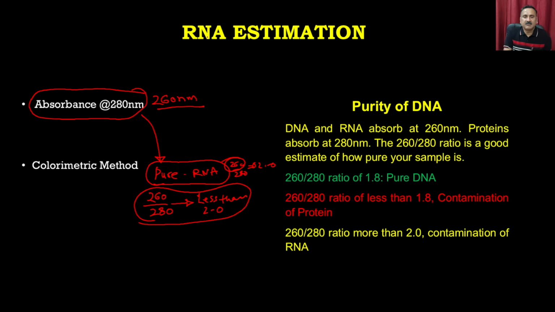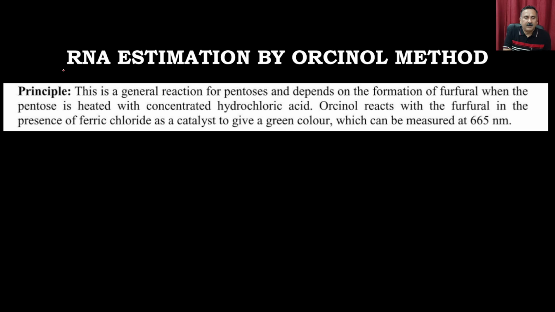Now the next question is how you can do the estimation. The estimation can be done by absorbance: you can take the absorbance at 260 nanometer and use the formula to determine the concentration, or you can use a colorimetric method. So, RNA estimation by the orcinol method. Remember that when we were talking about the DNA estimation, we discussed the DPA method, right?